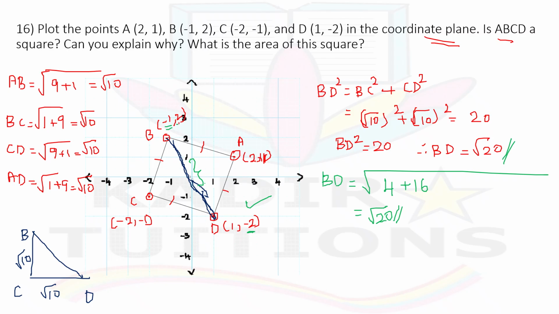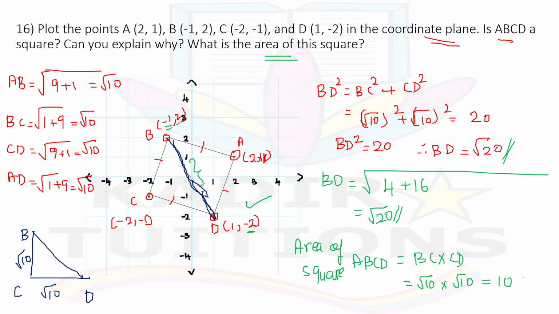Now the next question is, what is the area of this square? The area of a square is side into side, right? So area of square ABCD is equal to side into side. Which side can we take? BC into CD we will take. Both are root 10 into root 10. If you multiply root 10 and root 10, root and root are going to get cancelled. We'll get 10 square units. So this is the answer for our 16th problem.